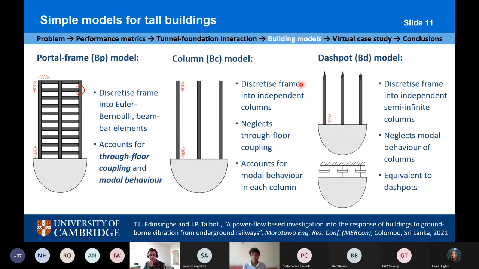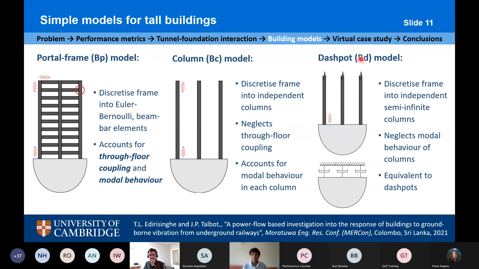And we can make a further simplification by assuming that since the buildings are tall, most of the vibration that is transmitted up into the columns is not reflected back down towards the foundation. So this means that we can model the columns as being semi-infinite in length. And since we have no vibration being reflected down towards the base of the columns, we have no modal behavior.